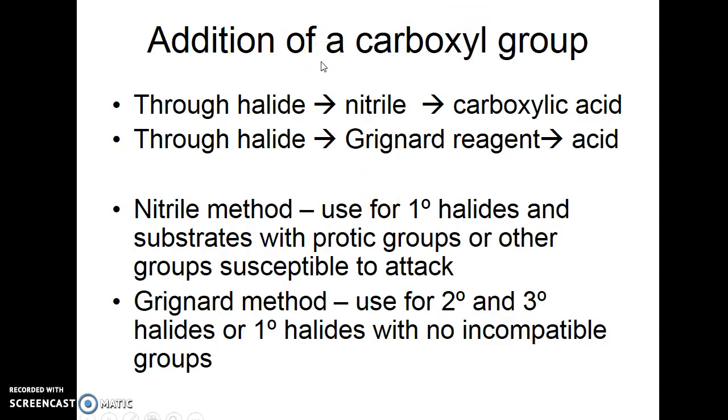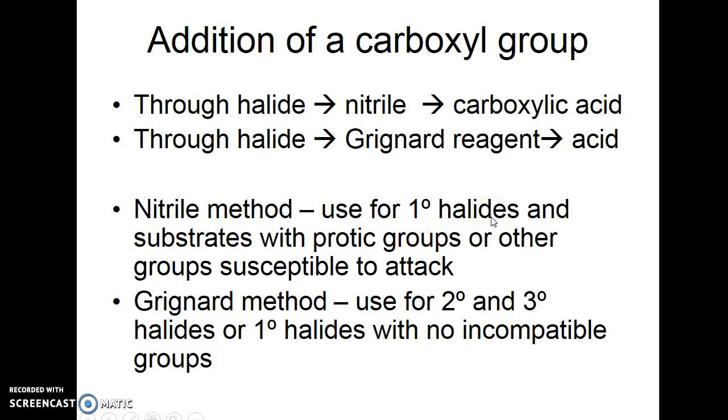So you can add a carboxyl group through either a halide going to a nitrile and then to a carboxylic acid by hydrolyzing the nitrile, or you can add it by taking the halide to a Grignard reagent and then using carbon dioxide to make it into a carboxylic acid. When do you use them? Well, you can use either as long as there's no conflict with the functional groups that are already in the molecule. The nitrile, because it's SN2, works really well for primary halides.